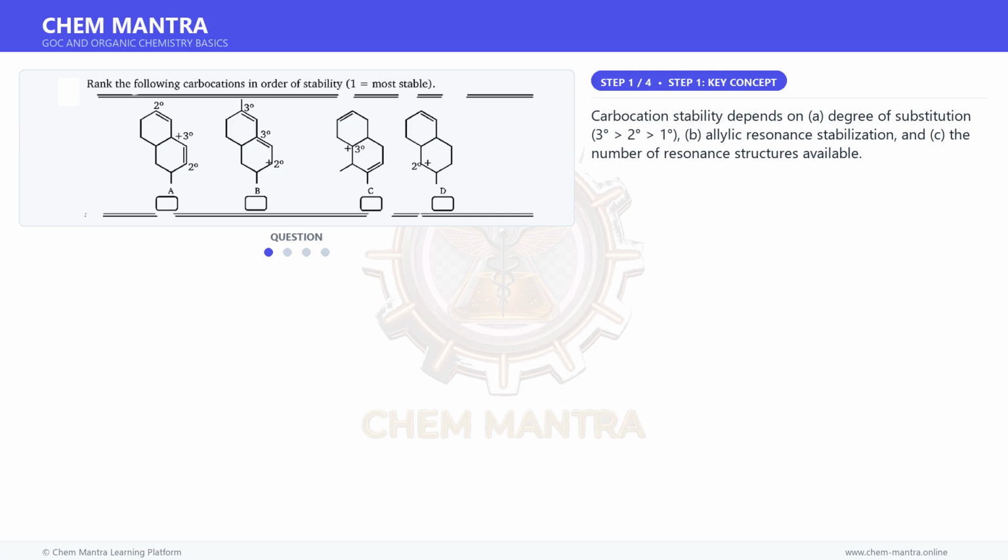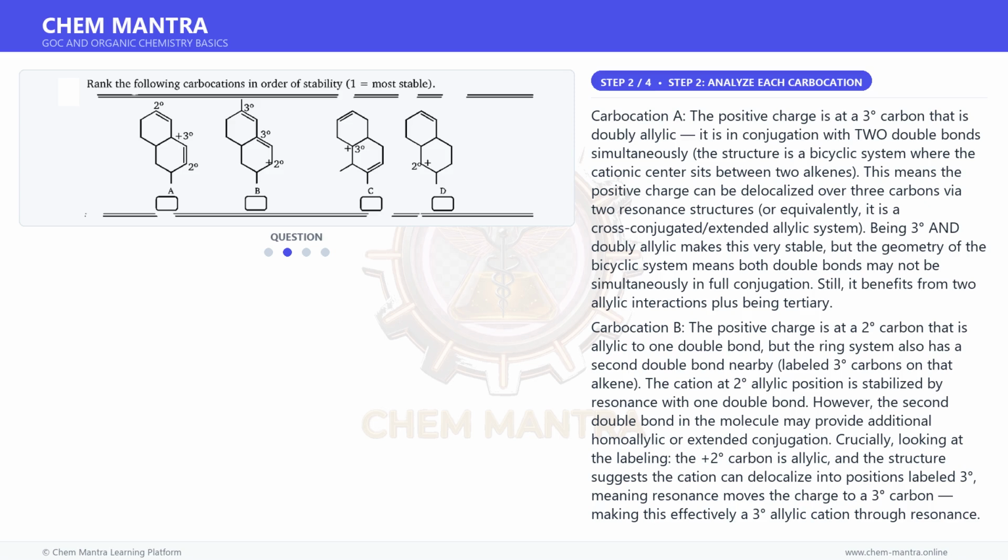Carbocation stability depends on a. Degree of substitution, 3 degrees greater than 2 degrees greater than 1 degree, b. Allylic resonance stabilization, and c. The number of resonance structures available. Moving on to the next step.